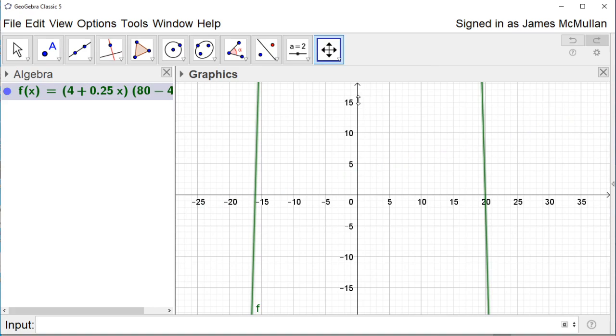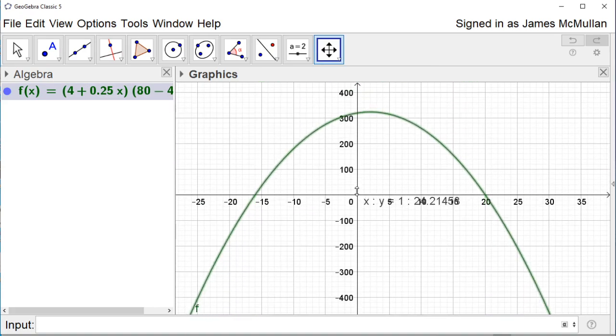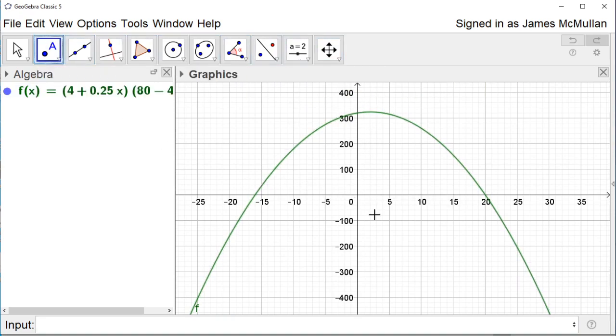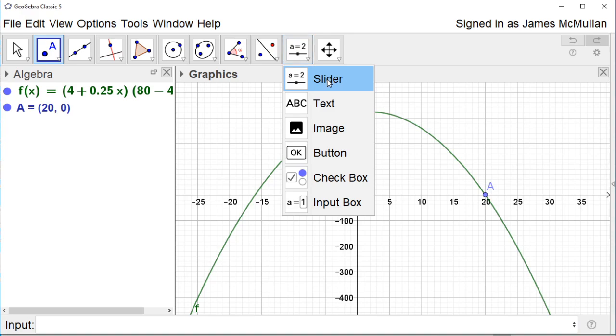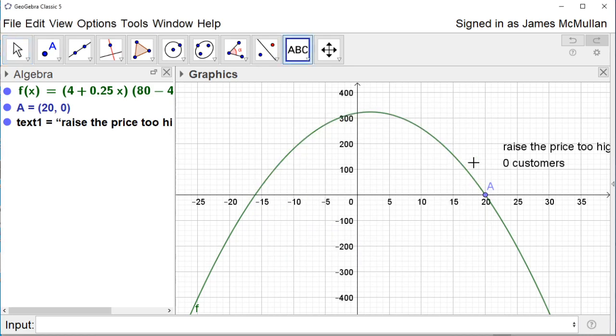Now, when you look at this function, 4 plus 0.25n and then 80 minus 4n, what you get is a parabola, which should make sense to us, because on the one side, if I raise the price so many times, eventually I'm going to lose all my customers, right? Raise the price too high, 0 customers. So that would be what's happening here at point A.